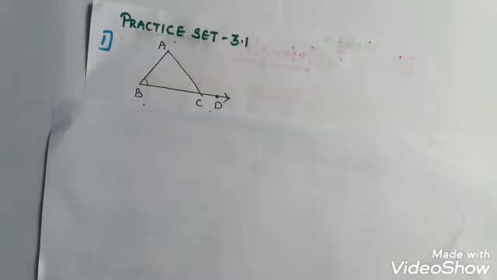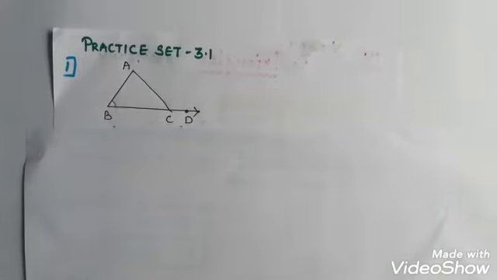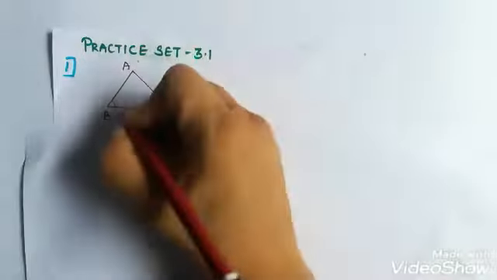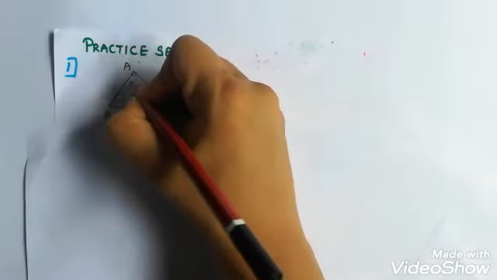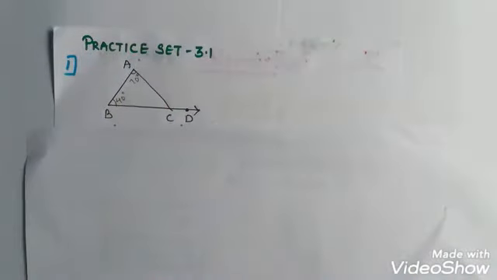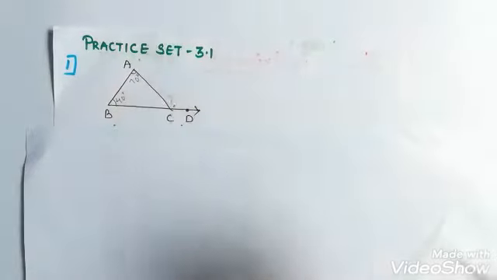So what has been given to us? You have to draw the figure. You can see a figure has been drawn, where angle ACD is the exterior angle of the triangle. Angle B is given to us as 40 degrees, and angle A is given to us as 70 degrees. And we have to find the measure of this angle ACD.